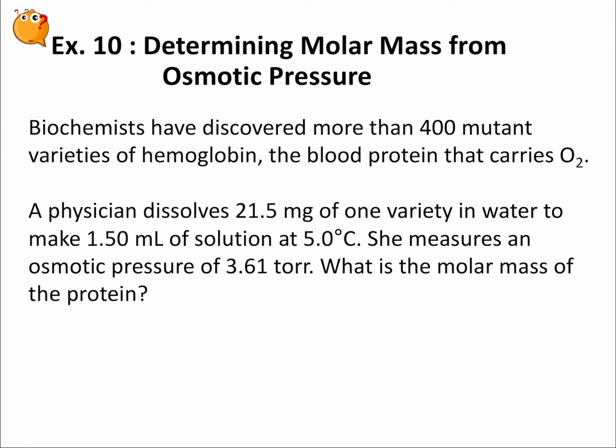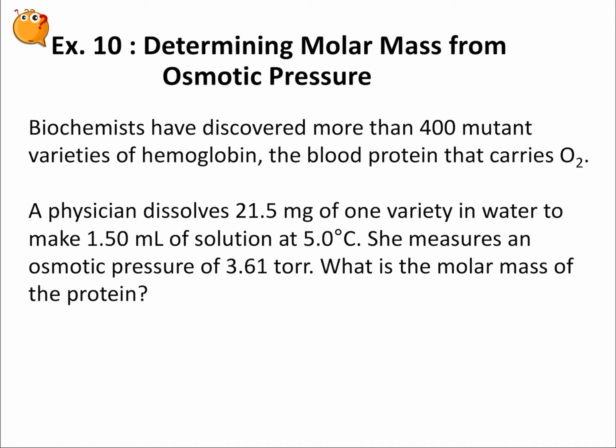So this question asks, biochemists have discovered more than 400 mutant varieties of hemoglobin, the blood protein that carries oxygen. A physician dissolves 21.5 milligrams of one variety, presumably an unknown variety, in water to make 1.5 mL of solution at 5 degrees Celsius. She measures an osmotic pressure of 3.61 torr. What's the molar mass of the protein?